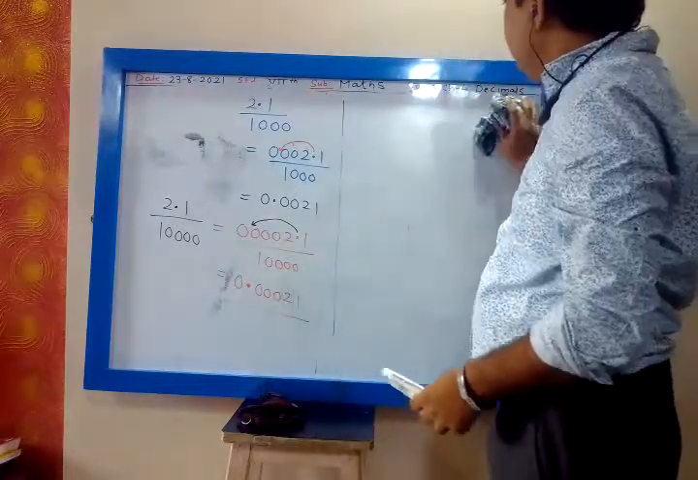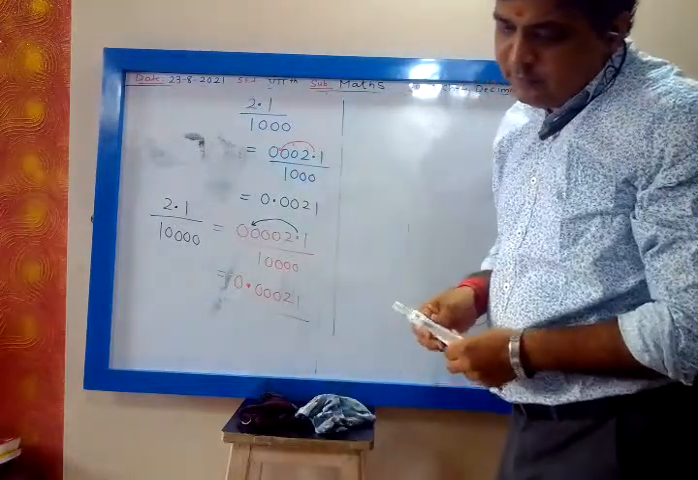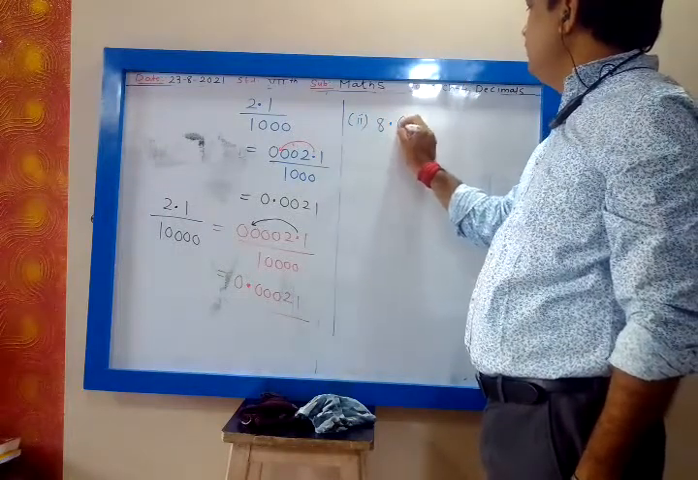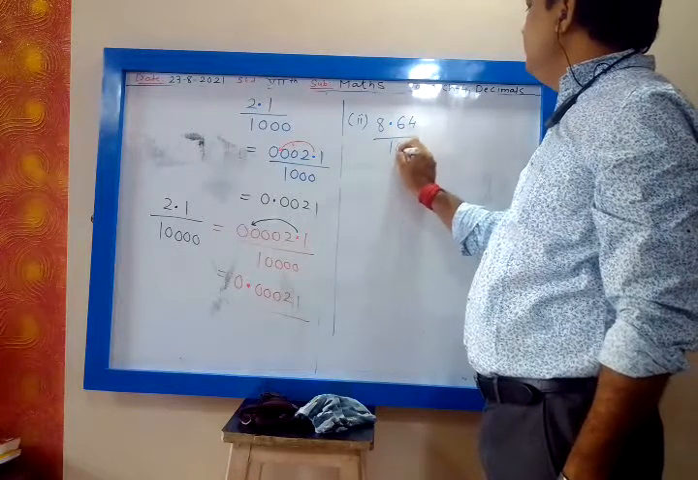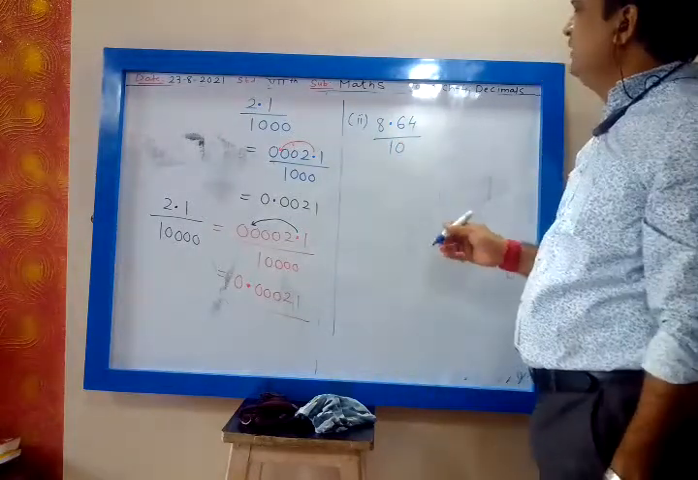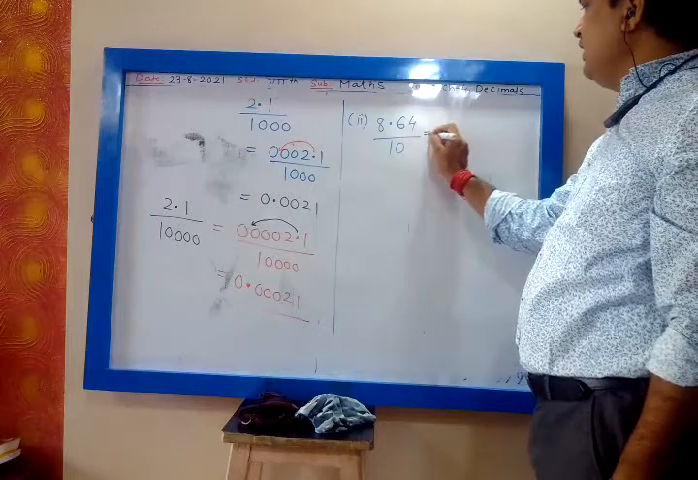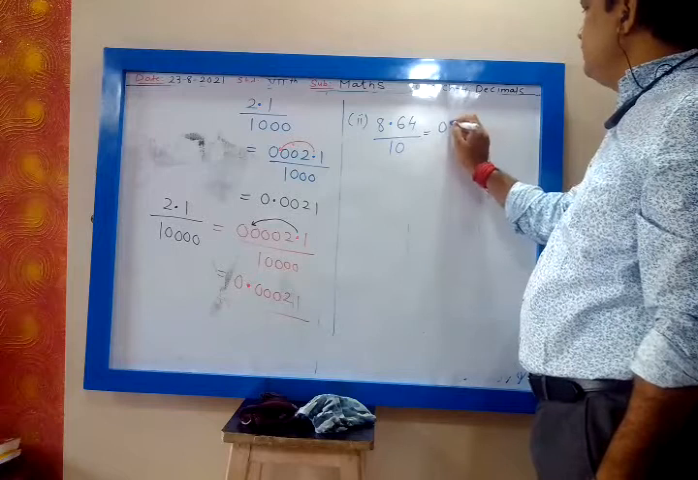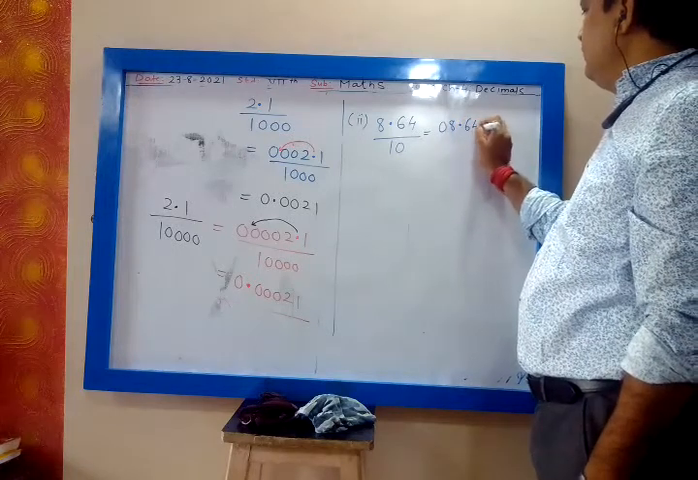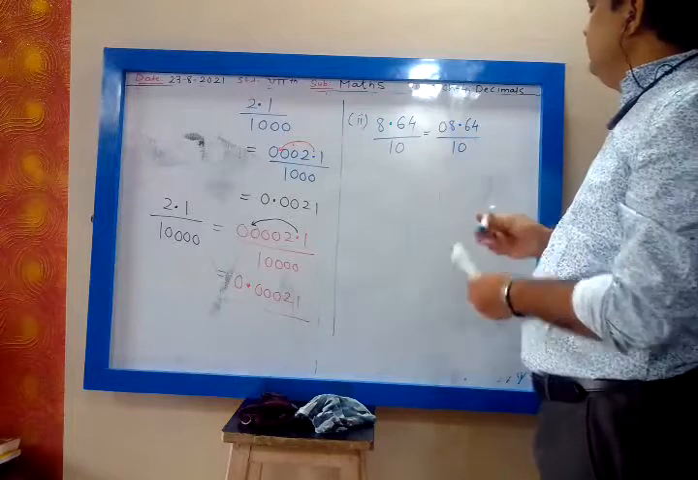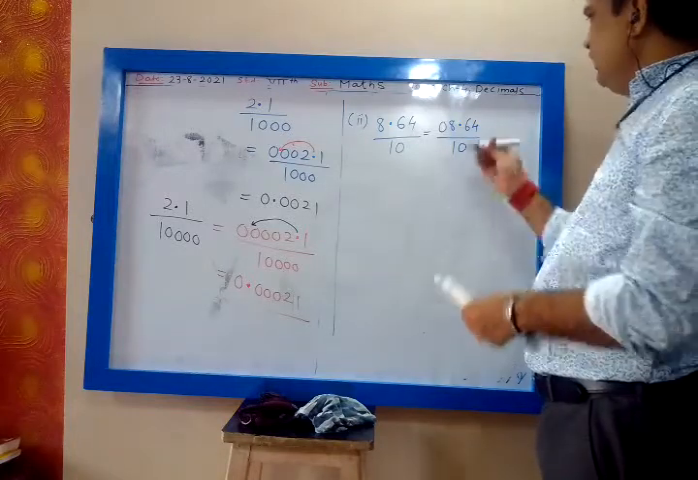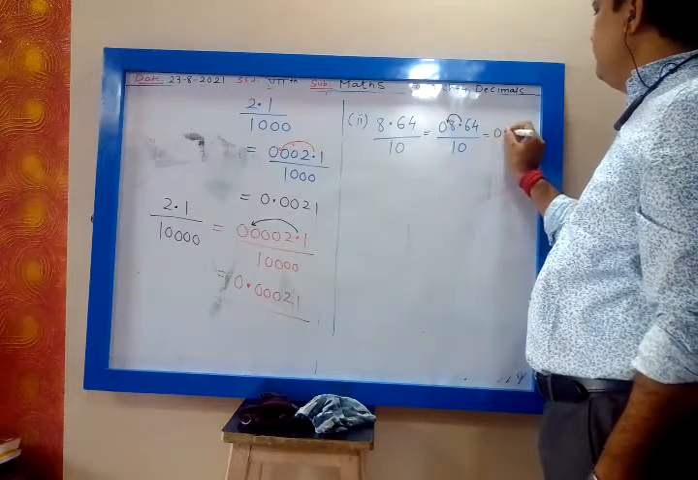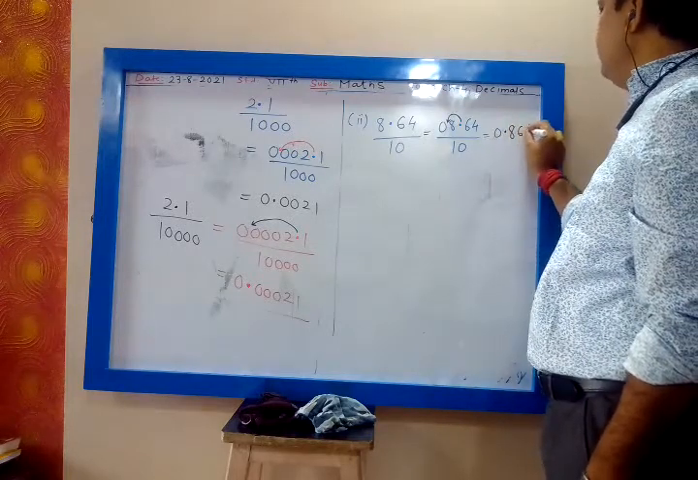Chalo, let me do one more problem if you want. Second one, 8.64 divided by 10. Yes, so now shift the decimal. 1 zero is there, this I can write 08.64 divided by 10. Now shift the decimal to the left. That will be 0.864. Yes, all of you agree with this?